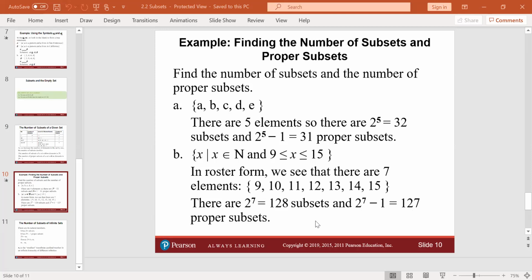Yeah, and so obviously it becomes impractical to list them out. You only have 7 things in this original set, but there's 128 possible subsets. That's just how the math works out sometimes.